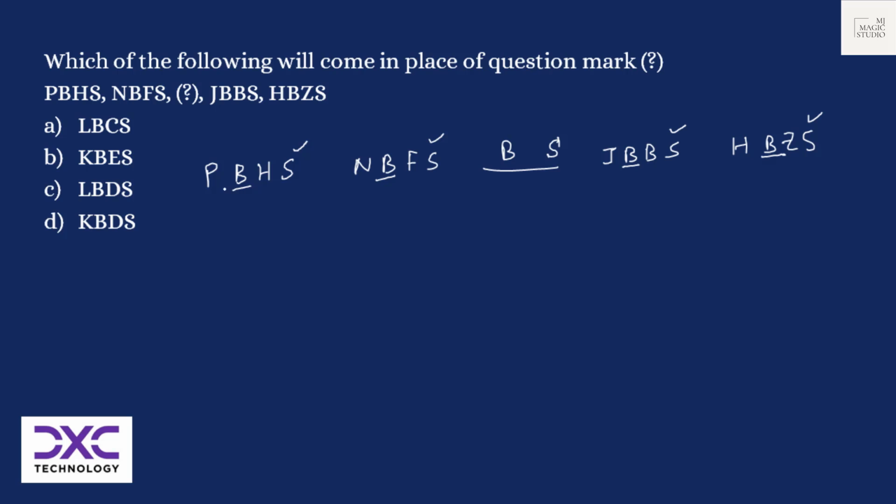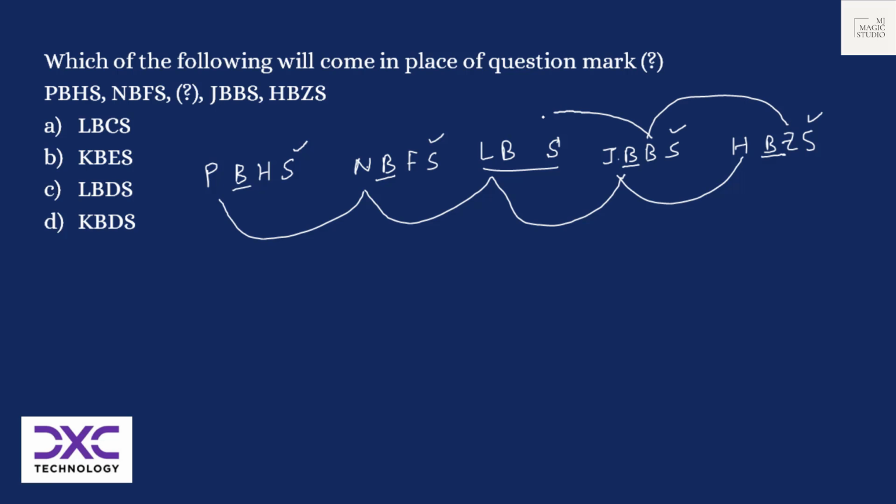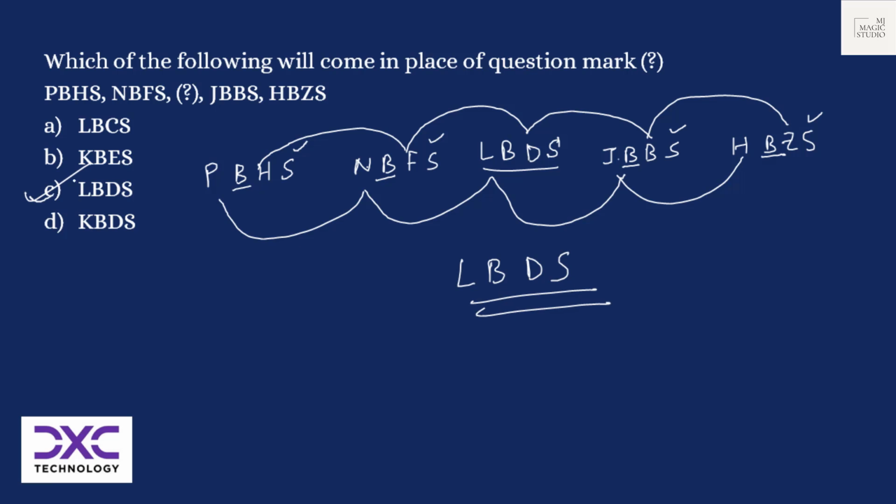Then G, H, I, J, K, L, M, N, O, P. Good. H, I, J, plus 1. K, L, M, N, O, P. And now it should go like Z, A, B, C, D, then E, F, G, H. Bingo. It should be L, B, D, S. And that's in option C. Just try to identify the pattern and keep on moving with the alphabets.